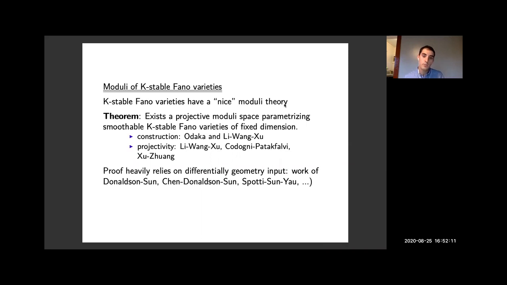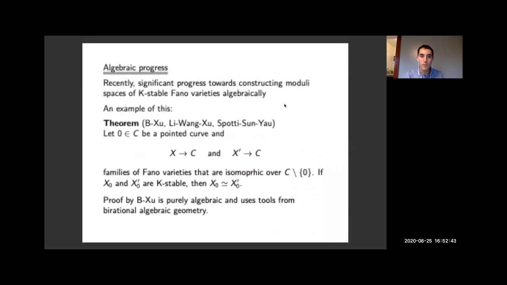From my perspective, this is a lacking of the theorem, but maybe other people would think this is a great thing. The proof of this theorem, while it's a purely algebraic statement, heavily relies on differential geometry input, especially the work of Donaldson-Sun, Chen-Donaldson-Sun, Spotti-Sun-Yao, and others. From my perspective and that of other people in algebraic geometry, we wanted to understand this theorem purely algebraically. Currently, we can't prove this exact statement purely algebraically, but there are many things that we can do algebraically. So maybe I'll state one theorem to end my talk about a purely algebraic statement we can prove about these moduli spaces. I'm citing it to myself and my co-author Chenyang Xu, as well as Li-Wang-Xu and Spotti-Sun-Yao, even though in the second and third papers, this was proved algebraically and for a slightly smaller class of varieties.